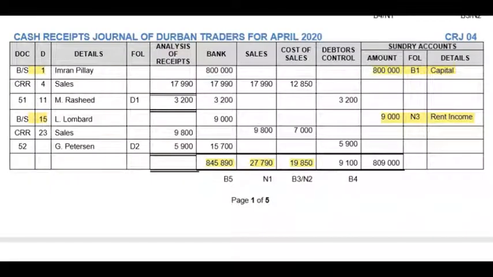Then the last CRJ column that we need to post is the debtors control column. This will go to the credit side of debtors control because remember in the CRJ bank is debited, everything else is credited.